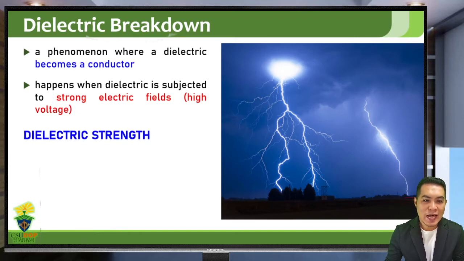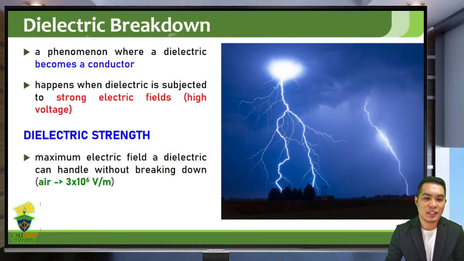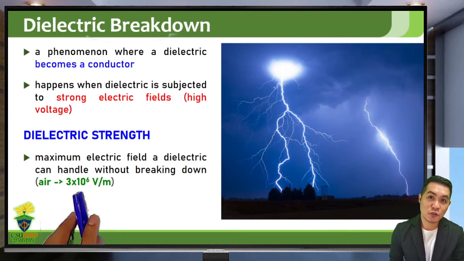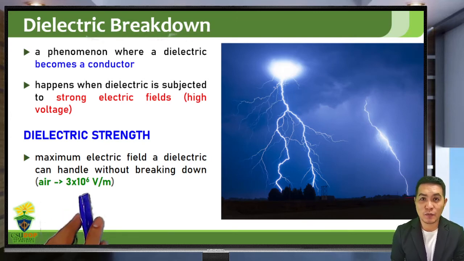So a dielectric can have a maximum electric field that it can handle before it breaks down, and that is what we call the dielectric strength. So it's just an electric field. In the case of air, the dielectric strength is 3 times 10 to the 6 newton per coulomb, or 3 times 10 to the 6 volt per meter.